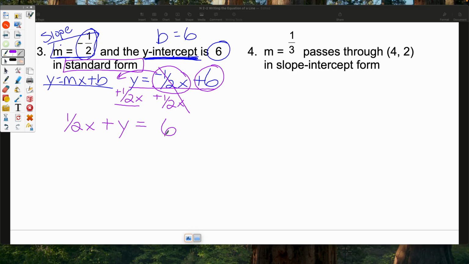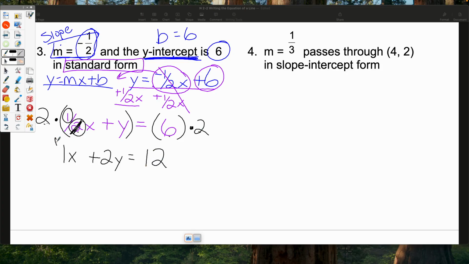We just moved our x's from the right to the left. Now, once again, I need to cancel out this fraction, so I'm going to multiply by the bottom part of the fraction. We're going to multiply everything by 2. When I do 2 times 1/2, that cancels out the bottom part, so it'll leave the top part, 1x. 2 times the y, plus 2y. And then your 6 times 2 on the right, 12. And there's my standard form.